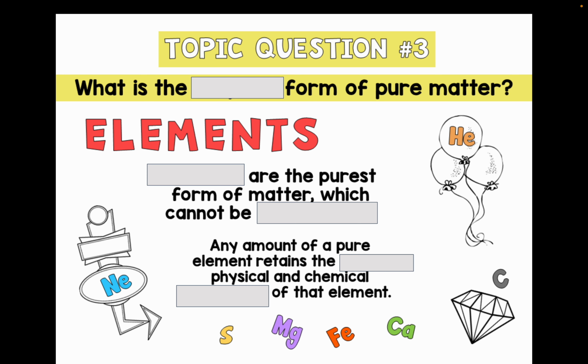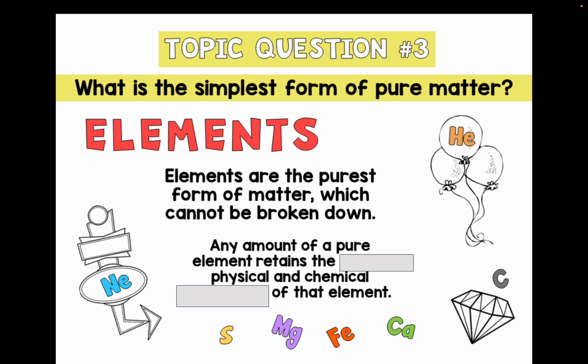Topic question number 3. What is the simplest form of pure matter? The simplest form of pure matter is something we call an element. Elements are the purest form of matter. They cannot be broken down further beyond their own composition. Any amount of a pure element retains the unique physical and chemical properties of that element. So a pure element has just the physical and chemical properties of that particular element. It's just composed of one type of element.